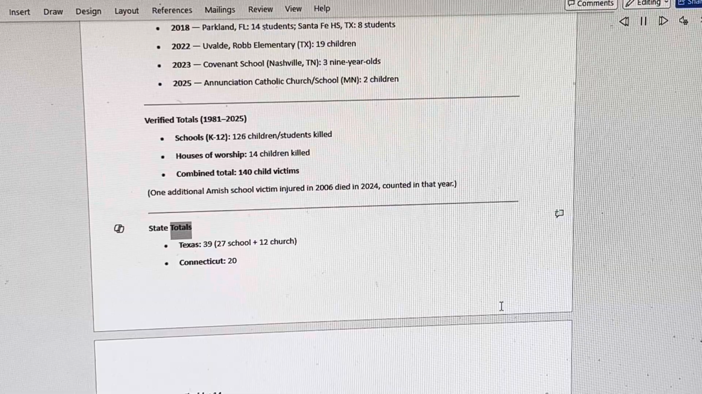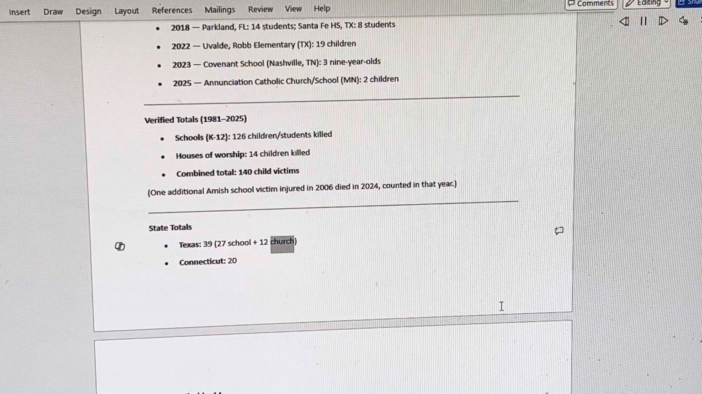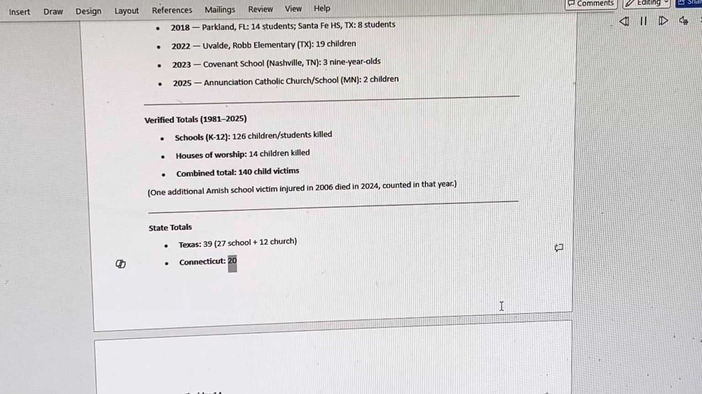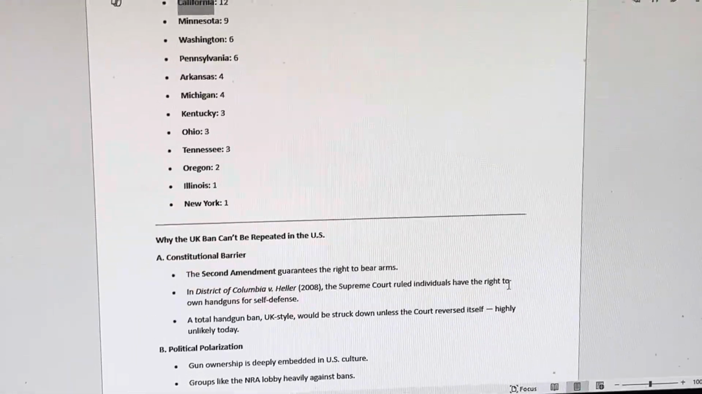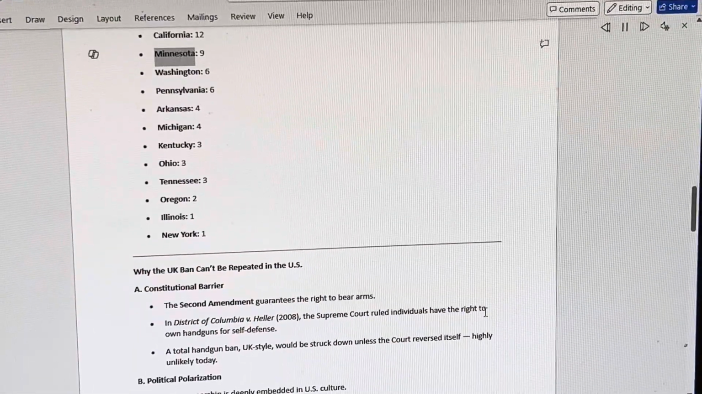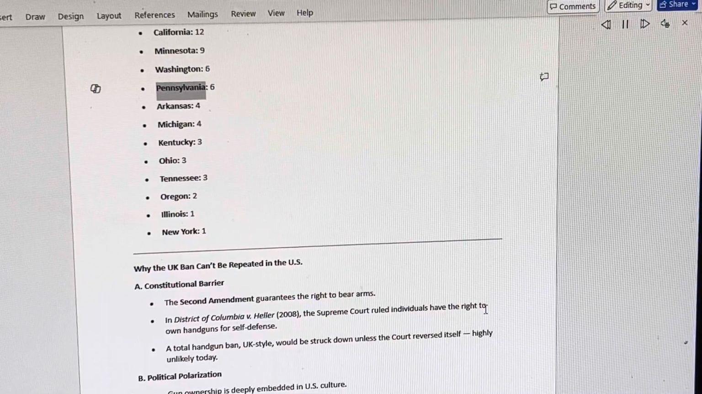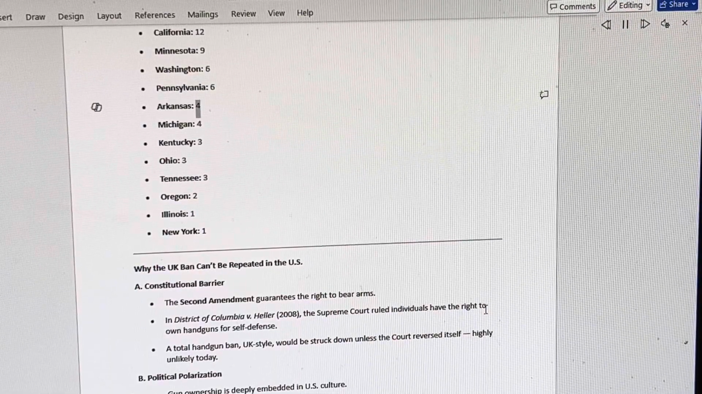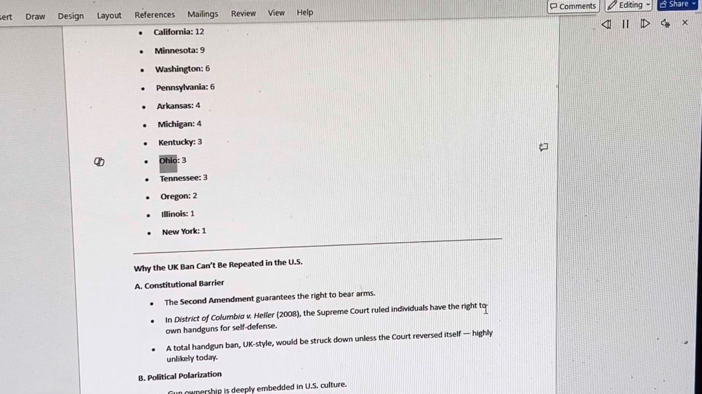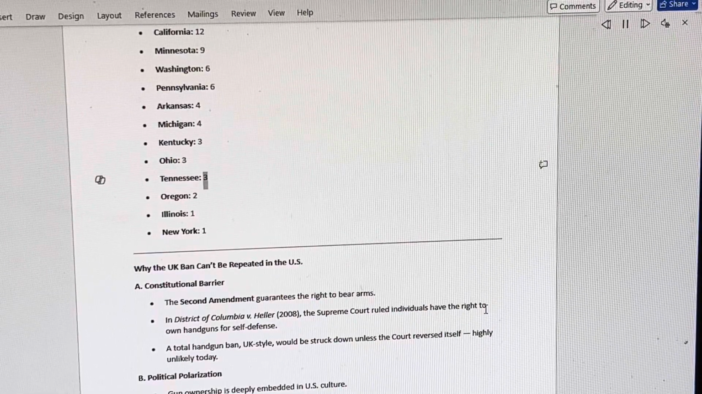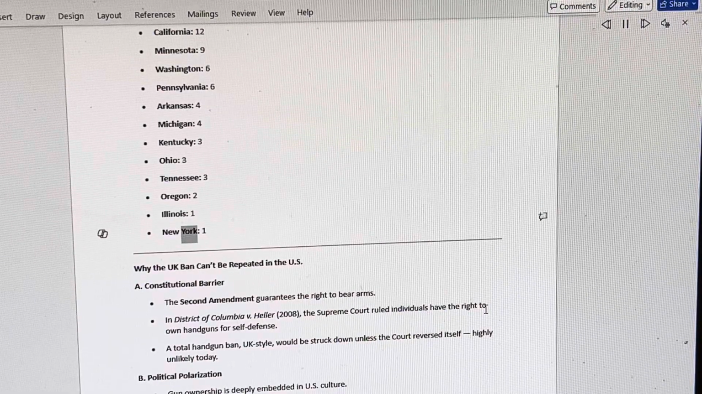State totals. Texas, 39, 27 school plus 12 church. Connecticut, 20. Florida, 14. Colorado, 12. California, 12. Minnesota, 9. Washington, 6. Pennsylvania, 6. Arkansas, 4. Michigan, 4. Kentucky, 3. Ohio, 3. Tennessee, 3. Oregon, 2. Illinois, 1. New York, 1.